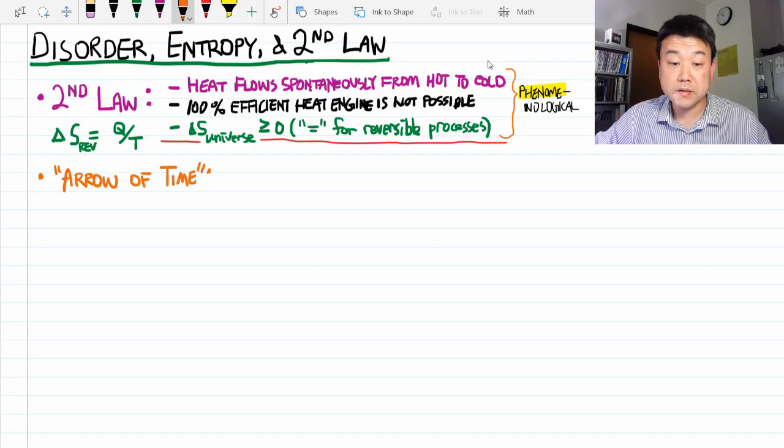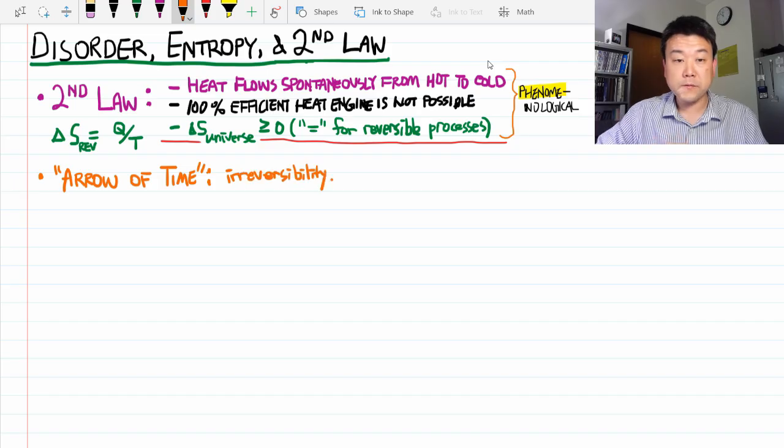What it means is the second law is the only law that says something about the flow of time. It refers to irreversible processes. If you go back and look at all the other laws of physics that we have covered, including the first law of thermodynamics, you'll find that they are all reversible.